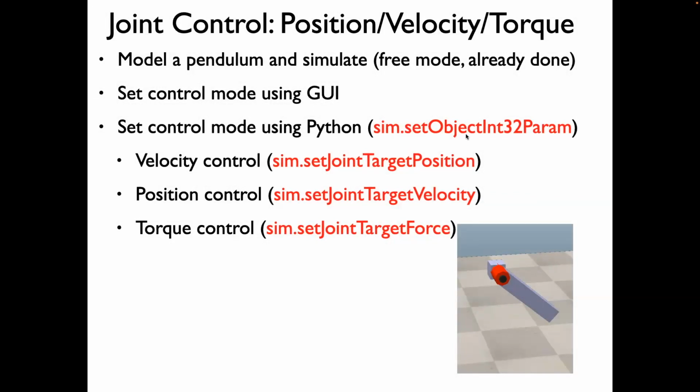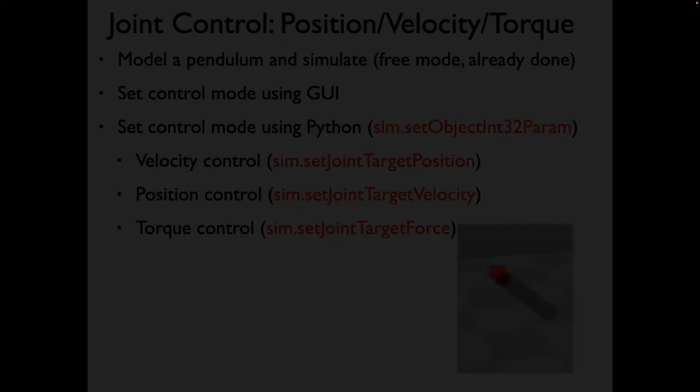For that, we access object int32 param, which is a way of setting the different modes. So we can set it to those 3 modes I talked about. We can also, once the mode is set, actually do velocity, position, and torque control. This, by the way, has been switched. This should be velocity and this should be position. Okay, so let's look at these 3 modes using Python script.